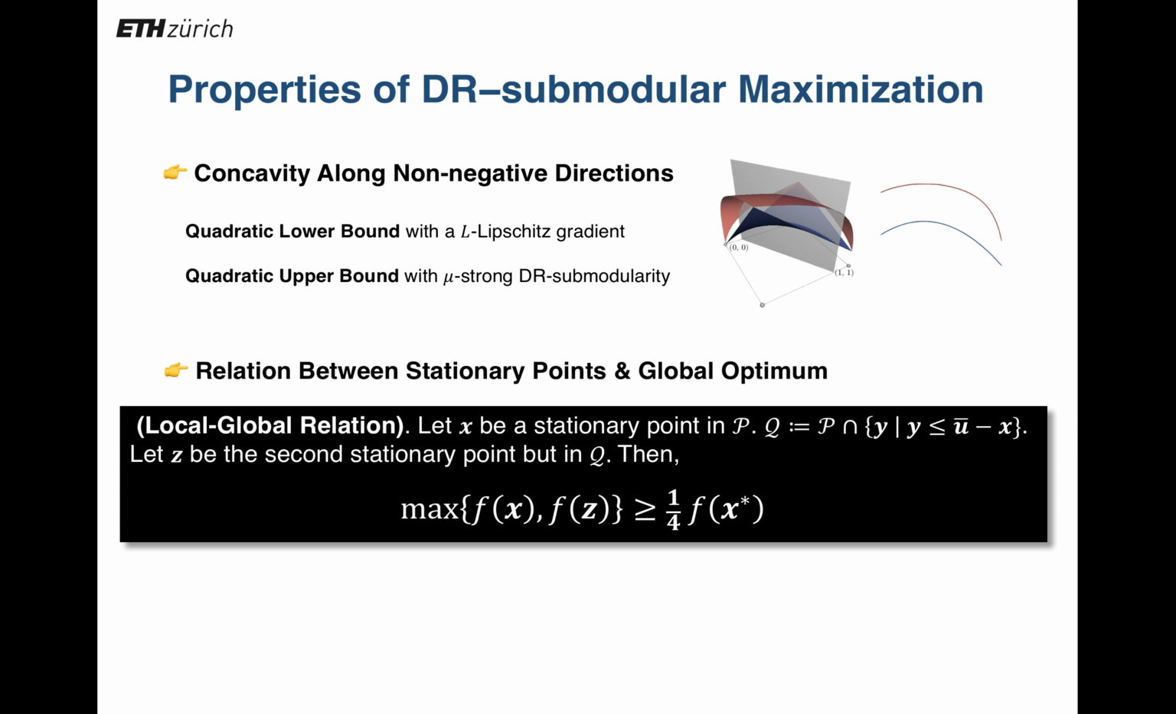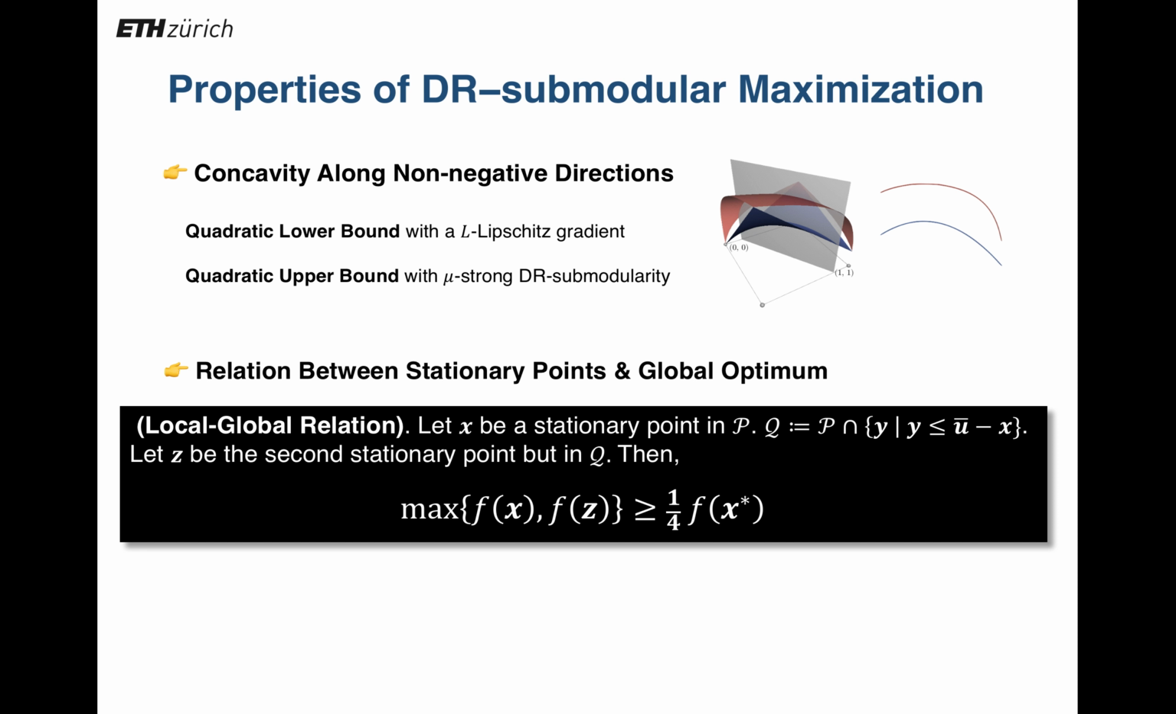More interestingly, we found a strong relation between locally stationary points and global optimum. So it's called the local-global relation. It says that, let x be a stationary point in P. Using x, we can define a smaller set Q. Let z be the second stationary point, but in Q.